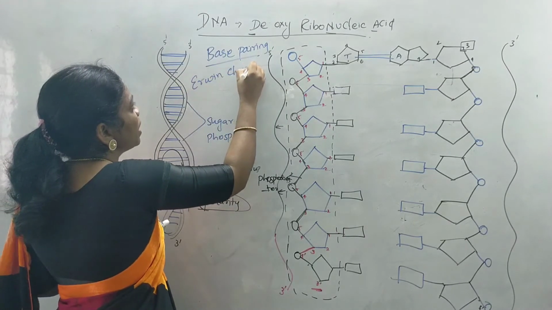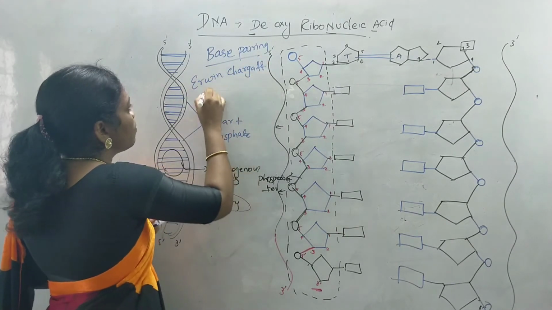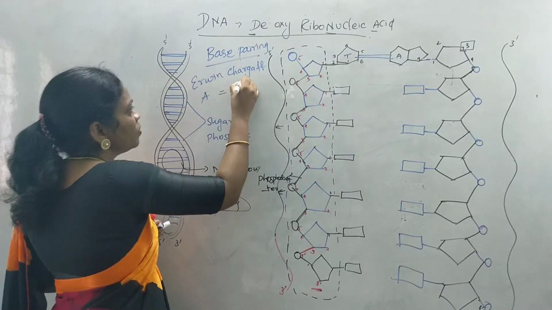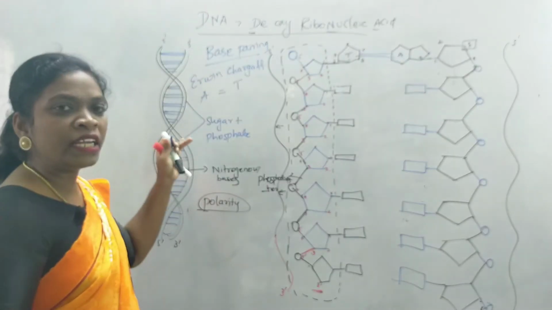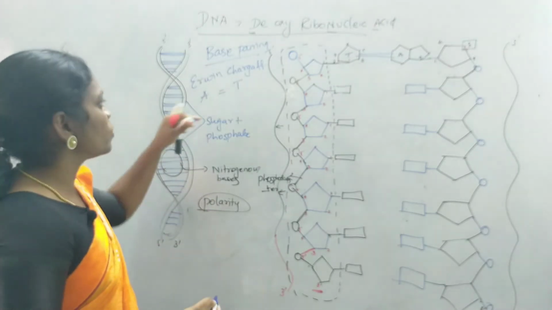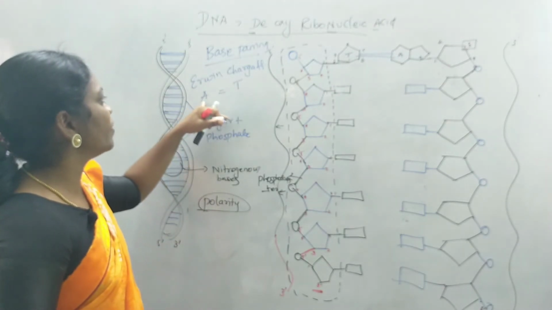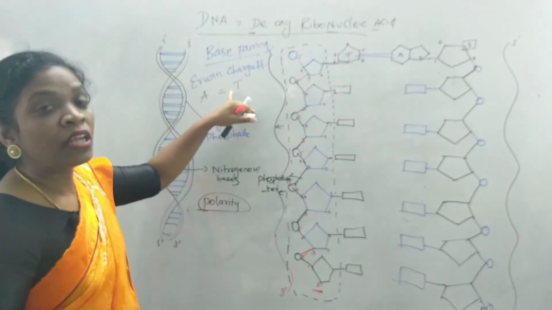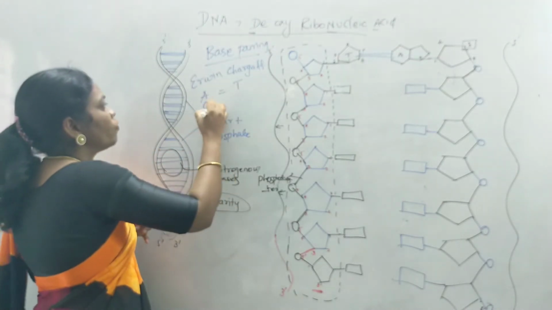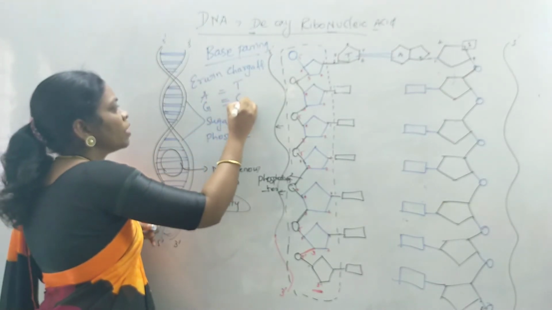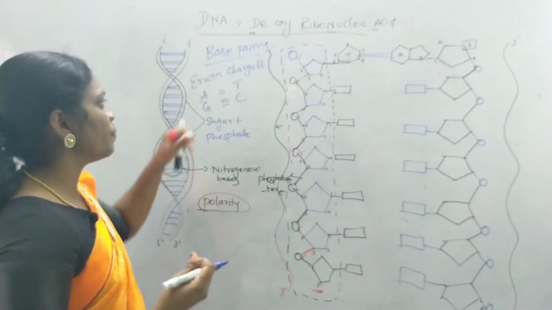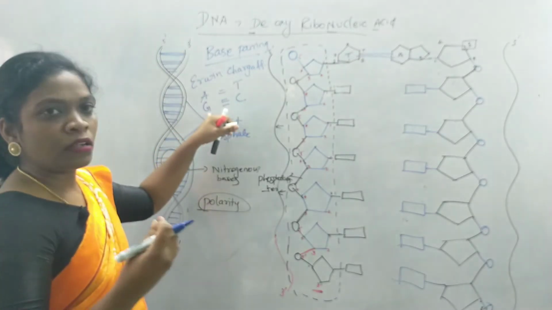According to Erwin Chargaff, the amount of adenine is always equal to the amount of thymine. So adenine always pairs with thymine. So even if they pair, the amount of adenine is always equal to the amount of thymine, or the amount of guanine is always equal to the amount of cytosine. Okay, this is how the pairing will occur in case of DNA.